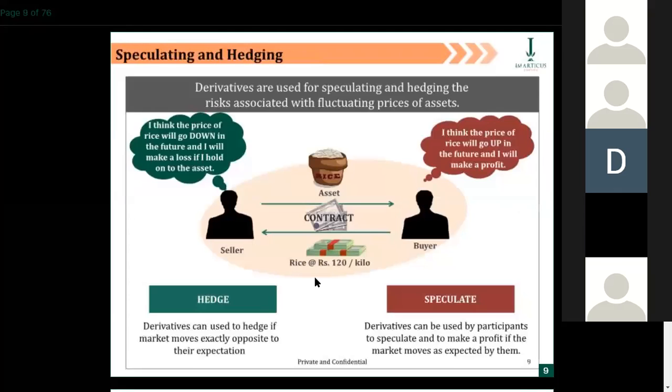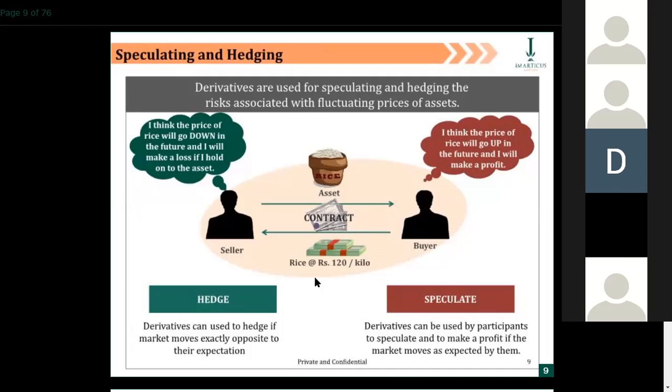Right. Okay, so look at this particular example, the example that we discussed, just to understand it again. Derivatives are used for speculating and hedging the risk associated with fluctuating prices of assets. So see, there is one party which is a buyer, there is another party, a seller, right?